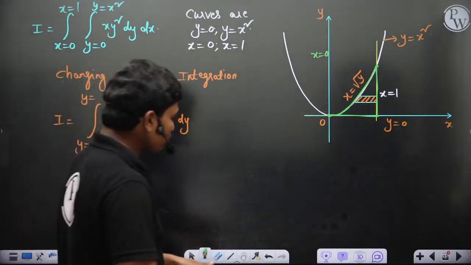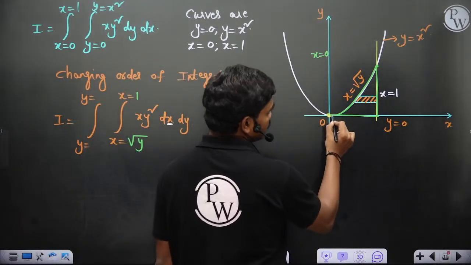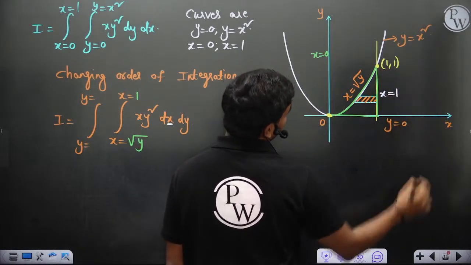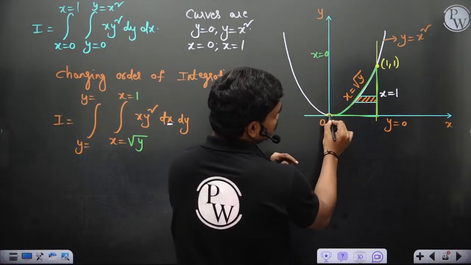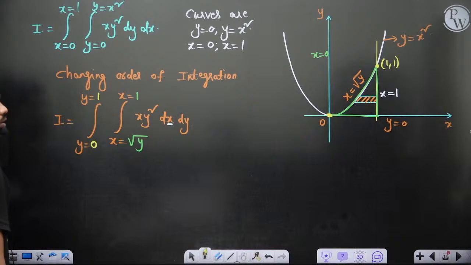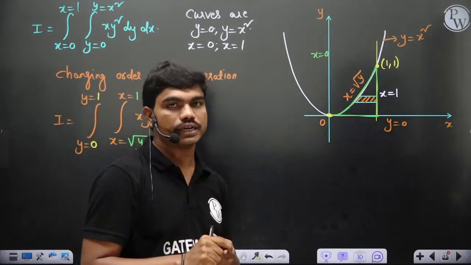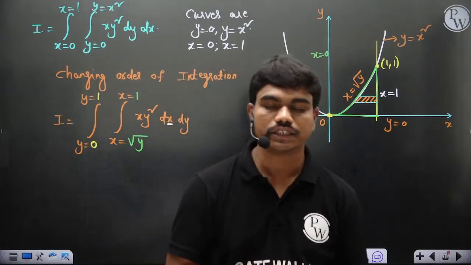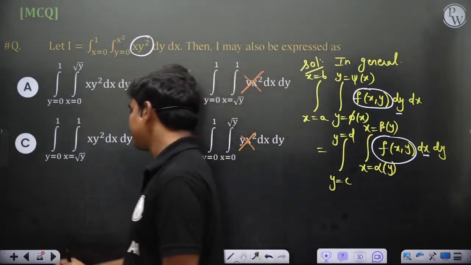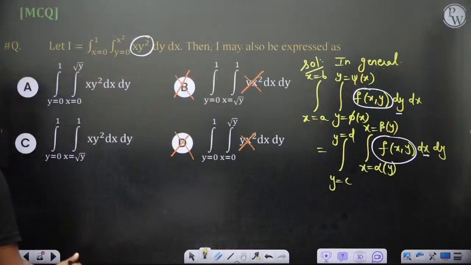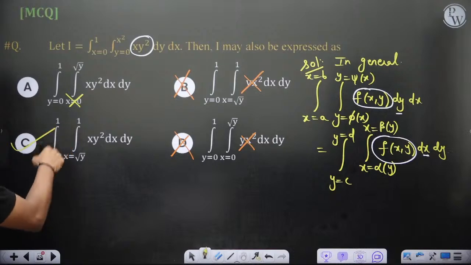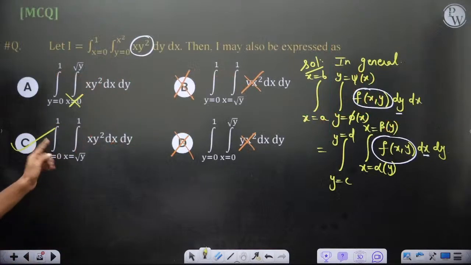Now what are the minimum values of y? y is minimum at any point on this line, so 0, and when x is equal to 1, y is also 1. This point is (1, 1). So in this region, y goes from a minimum of 0 to a maximum of 1. Without actually calculating the value of the integral, just by applying the concept of change of order of integration, we figured out the limits: x is equal to root y to x is equal to 1. So this option is wrong. It's not 0 to root y, it's root y to 1, and y goes from 0 to 1. So option C is the correct answer.